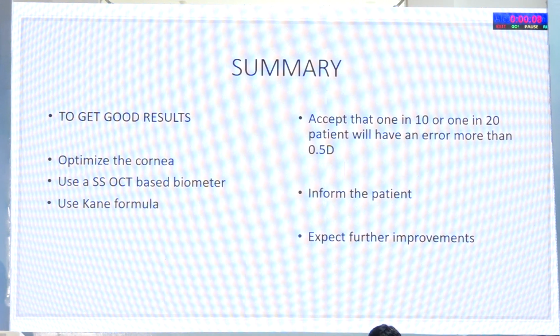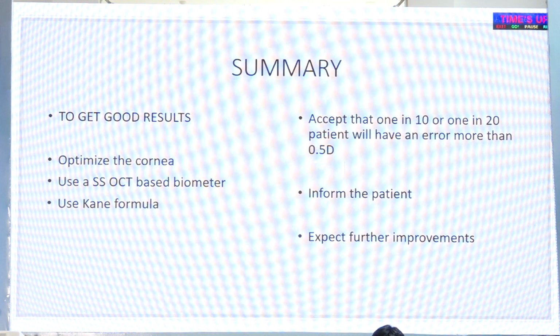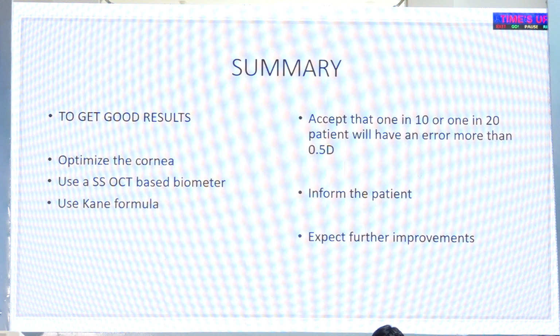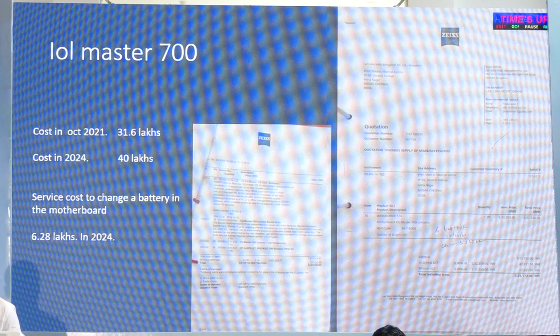So in summary, to get good results, optimize the corneal surface, use an SS-OCT based biometer, use the Kane formula. Accept that 1 in 10 or 1 in 20 patients will have an error equal to or more than 0.5 diopter. Please inform the patient once in a while, and you can expect further improvements.